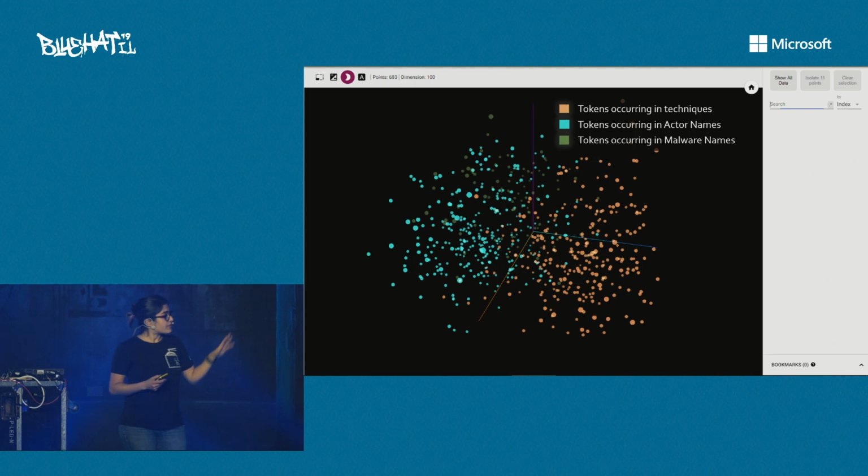When we visualized all the vectors together, we can see that the green and blue tokens, which indicate actor names and malware names, are clustered on one side, whereas the tokens which occur in techniques are clustered separately.